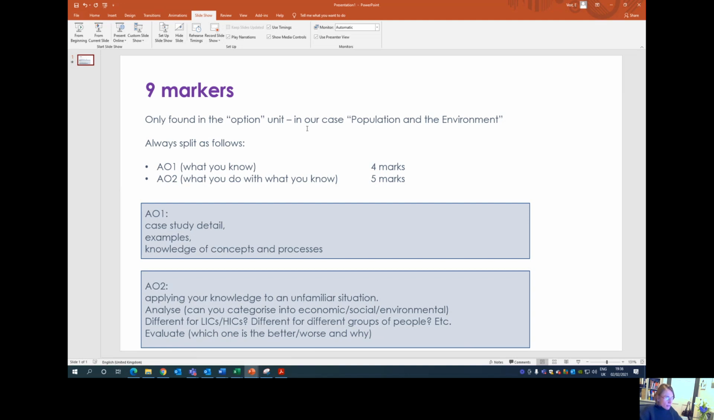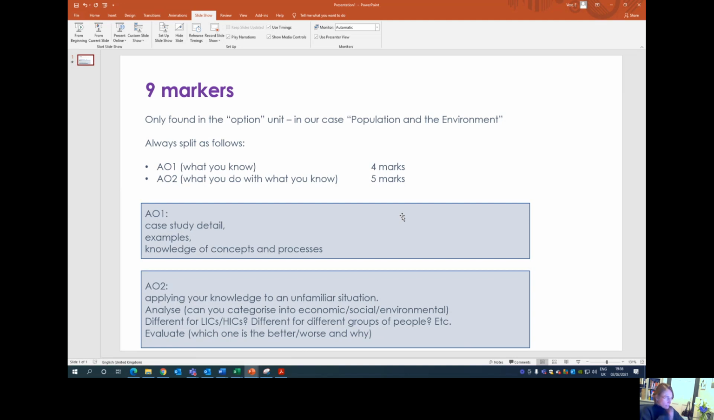The first thing is that all 9 markers are split in the same way. So you have 4 marks available here on your AO1. Now your AO1 is of course what you know. So it's, do you know what the concepts and processes are? Do you know case study or example detail? This is when you need to know exactly what it is, and you need to make sure you have your case studies and you have your examples ready to put into your answer in order to pick up those 4 AO1 marks. AO2 then is what you do with what you know.